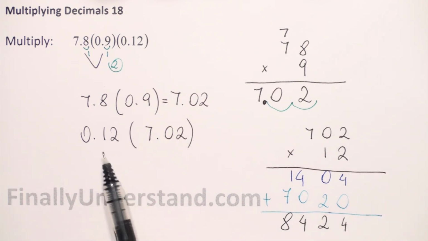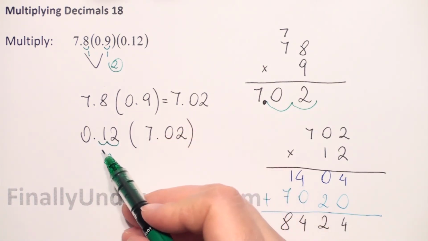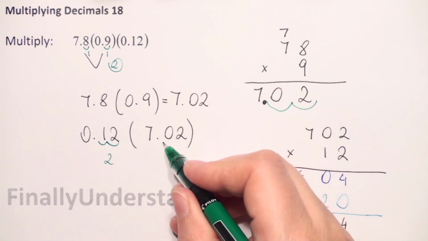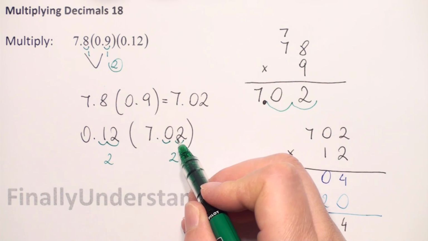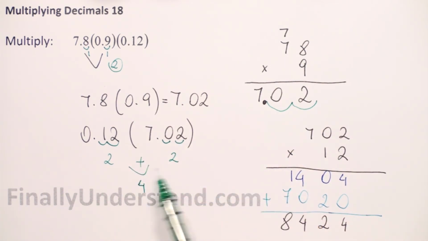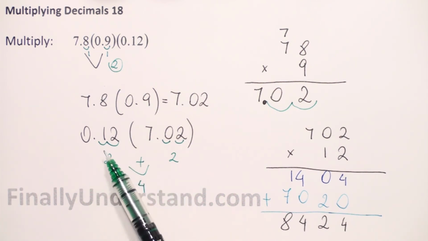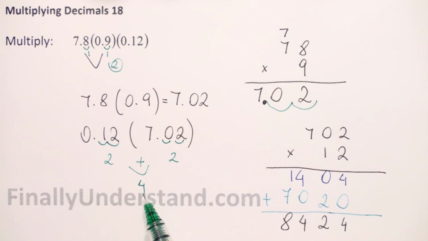We now have to come back to our decimal numbers. We have to count how many decimal places we have in our first factor: 1, 2. So we count the digits after the decimal point. In the second decimal number we have 1, 2. So 2 decimal places and 2 decimal places. So this is 4 decimal places. We just add these decimal places in the first decimal number and in the second decimal number. So we need 4 decimal places in our solution.